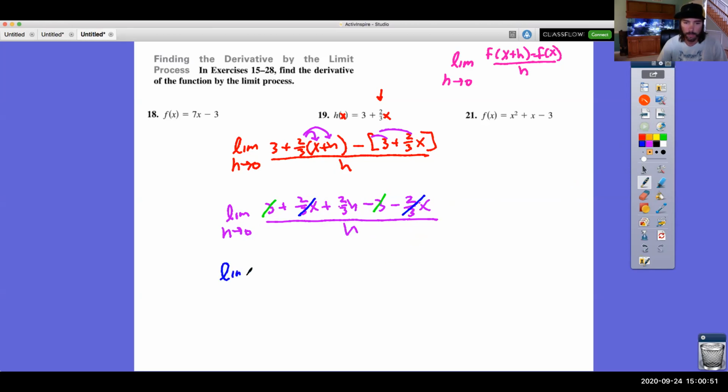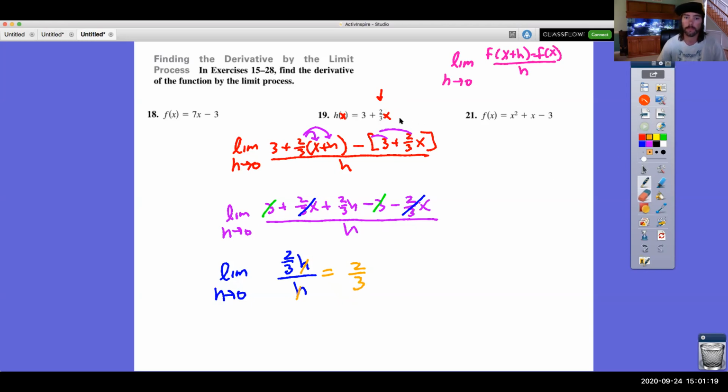I skipped this step last time, but I'm going to write it down just in case you didn't catch what I was talking about. Now you're left with 2/3 h over h. Now you can cancel out the h's, and you're left with 2/3, just like I said was going to happen. It's a linear function. The slope never changes, so the derivative is always 2/3. Even if I didn't ask you to evaluate, the answer is always 2/3 for the derivative evaluated at any point.